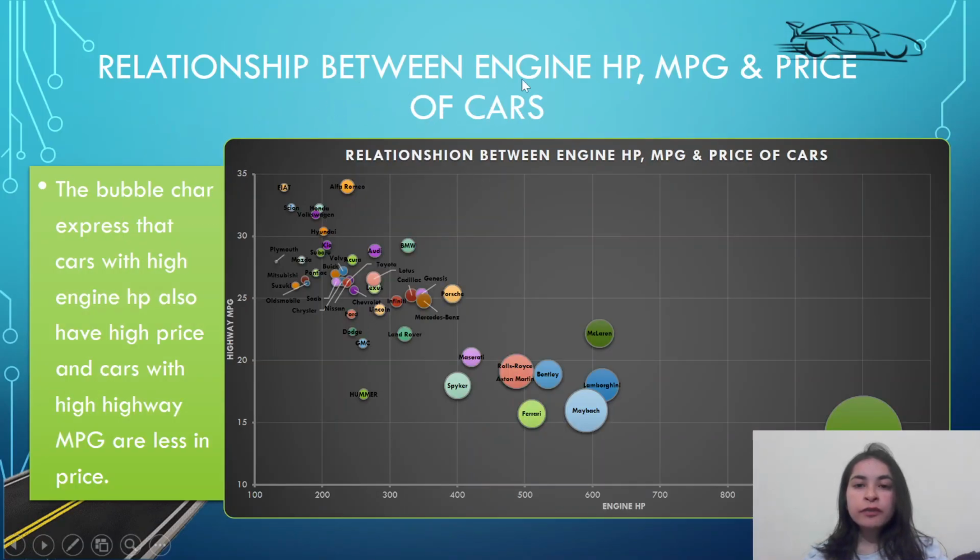Next was the relationship between the engine HP, MPG and price of cars. So with this bubble chart we can see that cars with high engine HP also have a high price, and cars with high highway MPG are less in price. You can see that as the engine HP is increasing, the price of the car is also increasing. With the lowest engine HP and highest highway MPG, the price is low.